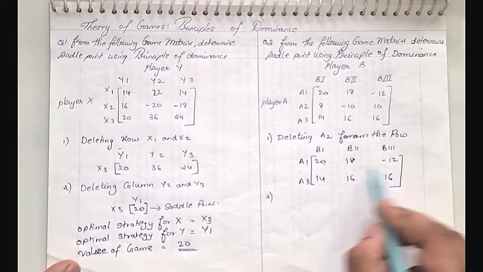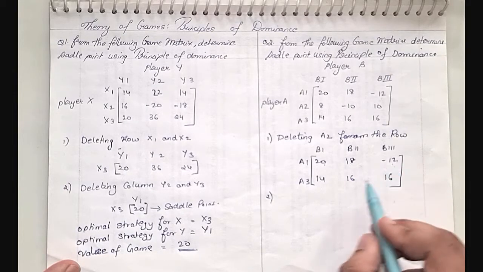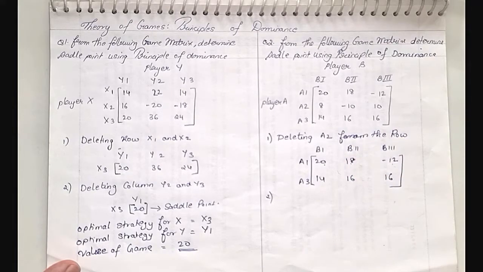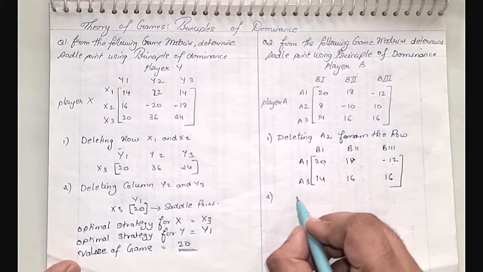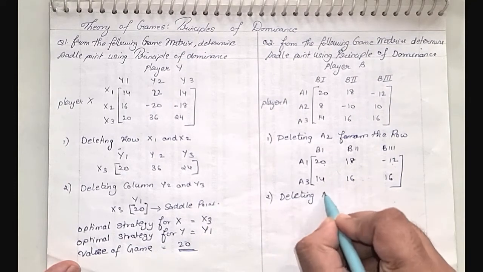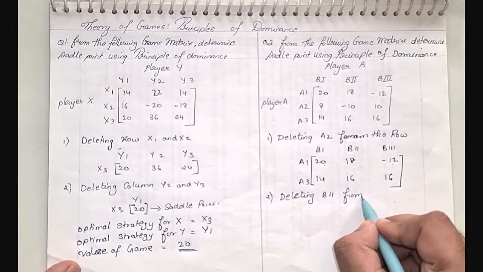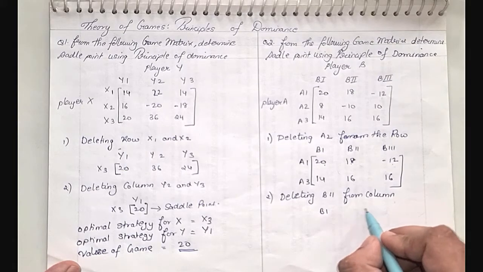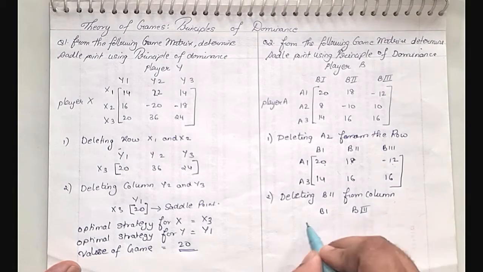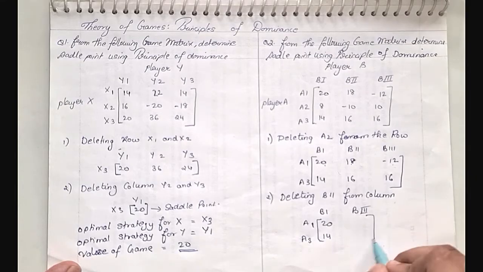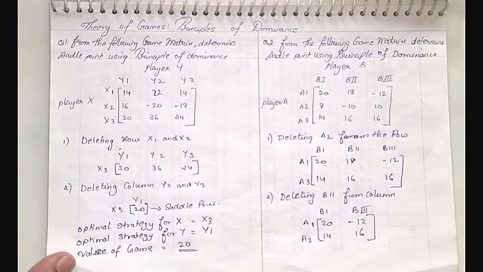If I compare these two, 18 is greater than negative 12 and 16 is equal to or greater than 16, yes, so I can remove B2 in this case, because B2 was on the higher side. So I'll write here deleting B2 from column. So if I remove B2, I will get now my values as B1 and B3, A1 and A3: 20, 14 and negative 12, 16. That's it.